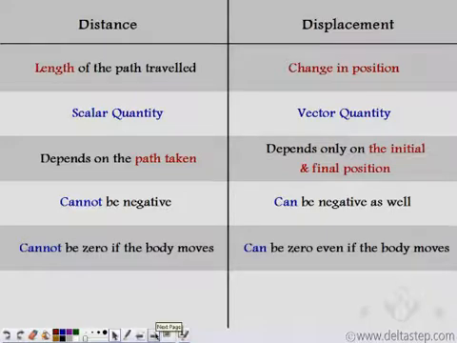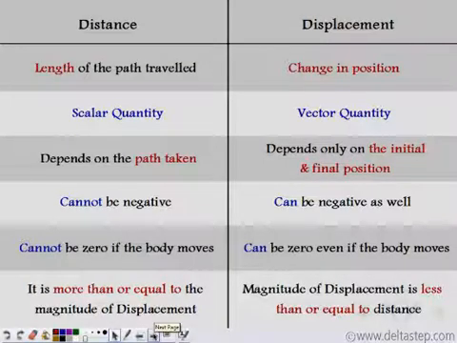Distance cannot be 0 if the body moves. So if the body moves, there will be some path which it has taken, and the length of that path cannot be 0. So distance cannot be 0 if the body moves. But as we had already seen, if the body moves and comes back to where it started from, that is, it follows a closed path, then displacement can be 0 even if the body moves.